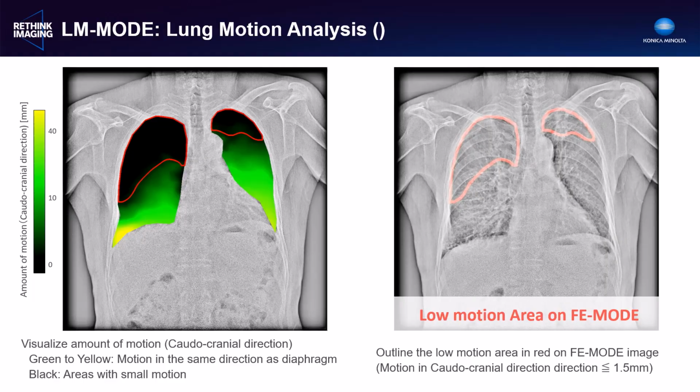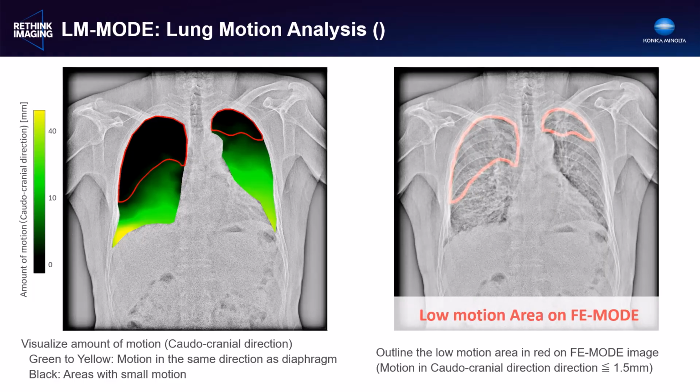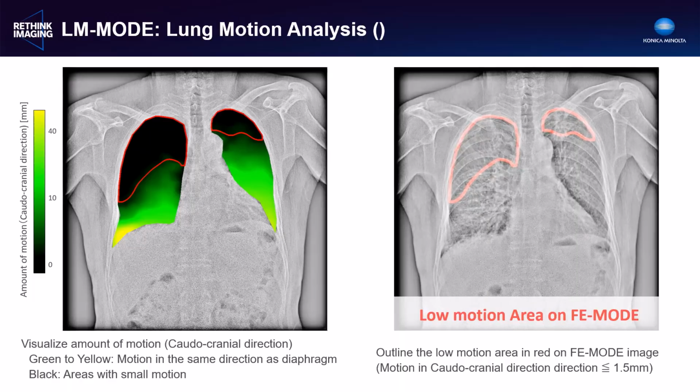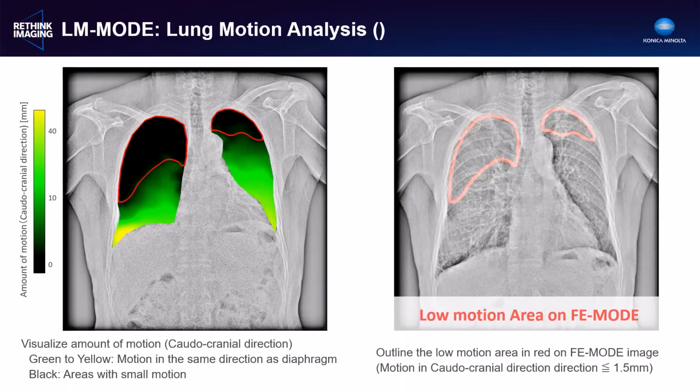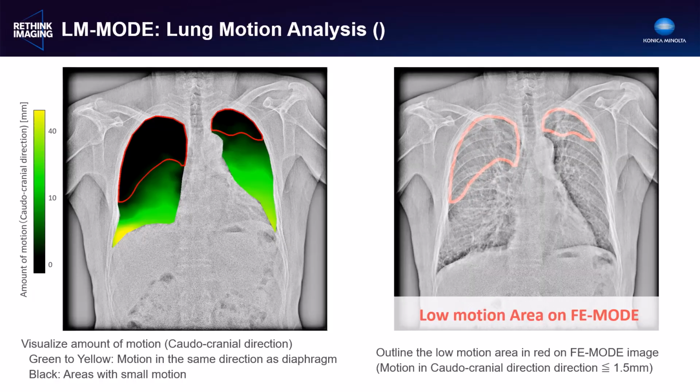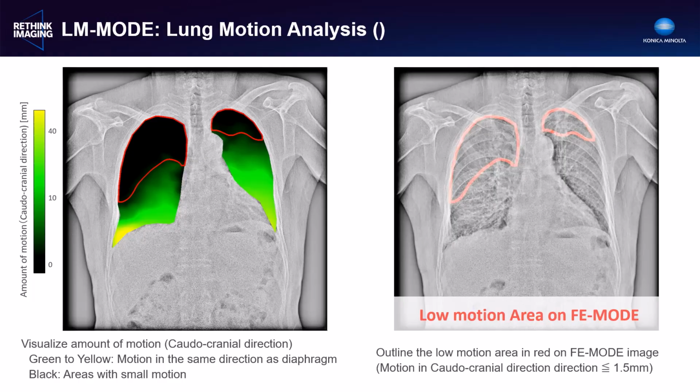In the dynamic sequence on the right, areas of very low motion, less than 1.5 millimeters, are highlighted and superimposed on a frequency-enhanced dynamic imaging. A number of published studies have shown this to be useful in detecting adhesions to the chest wall and evaluating pulmonary dynamics after surgical interventions.